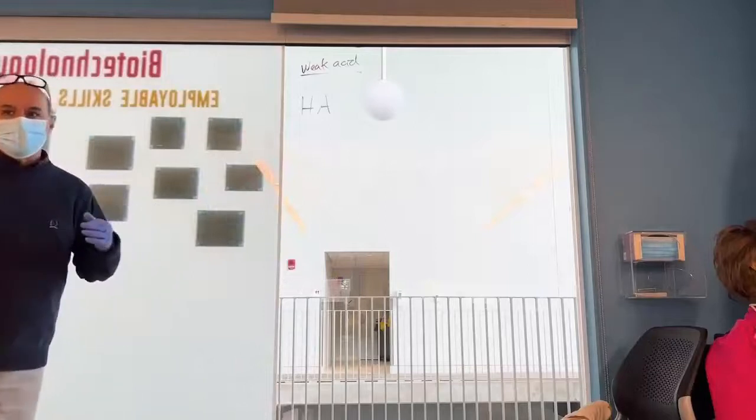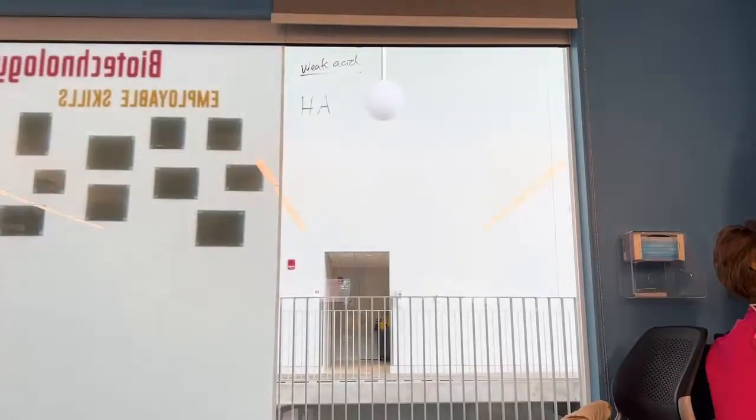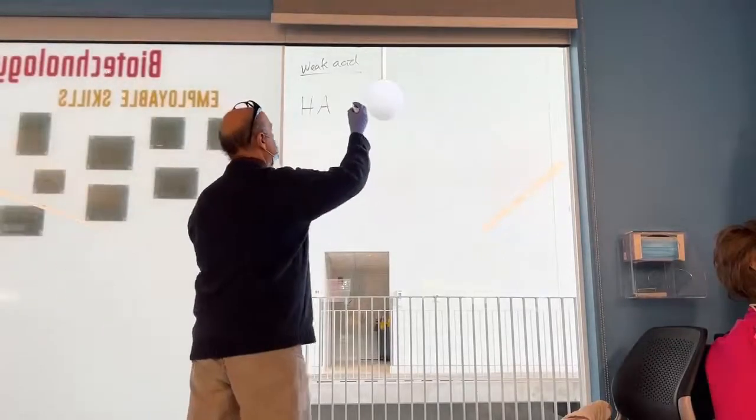Because we're going to be dealing with buffers, we are not going to talk about strong acids or strong bases and their behavior in aqueous solutions. Their behavior we already know from last week. A strong acid dissociates 100%. So HCl goes completely to H plus and Cl minus. But a weak acid dissociates partially.